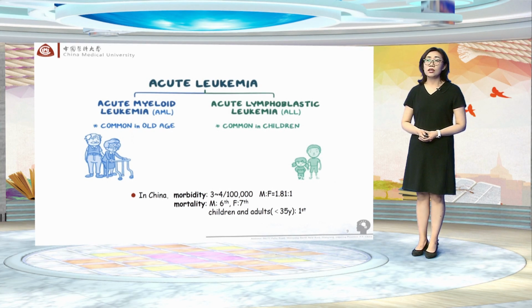In China, the morbidity of acute leukemia is 3 to 4 persons per 100,000. The ratio of males to females is 1.81 to 1. Among all tumors, the mortality rate of acute leukemia is the 6th in males and the 7th in females, but is the first in children and adults younger than 35.